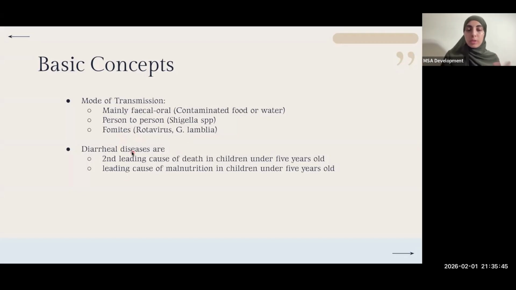Now, some important thing to keep in mind is that diarrheal diseases are the second leading cause of death in children under 5 years old and the leading cause of malnutrition in children under 5 years old. And this is especially true in developing countries, okay? So diarrhea can lead to malnutrition and death.